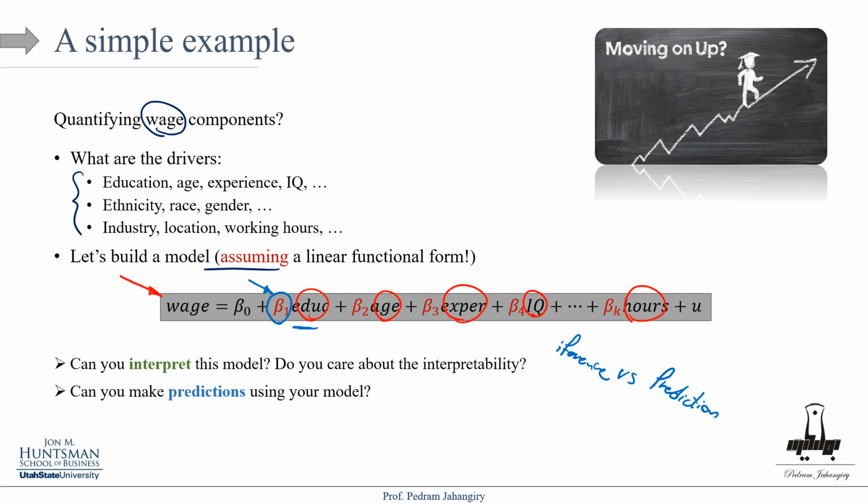However, on the other hand, if you purely are using this data and this model to make some predictions for some other people's wage, then your goal is to make predictions. So I want you to pay attention to these two terms, because this is going to help us a lot in understanding the difference between machine learning and econometrics: interpretation versus prediction.